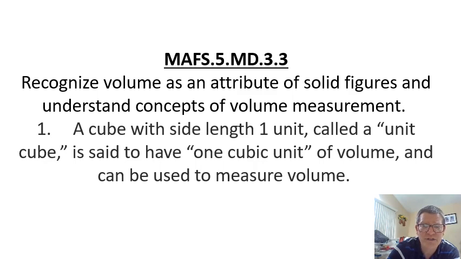Remember, a cube is like a square, but a square is two-dimensional. Once you go three-dimensional, you actually have a length, a width, and a height, because a square only has length and width. When you add the height, you get that third one, and you end up with a cube, which has six sides. Okay, and that one unit is called a cube, and is said to have 1 unit of volume, or 1 cubic unit, and can be used to measure volume. Okay.